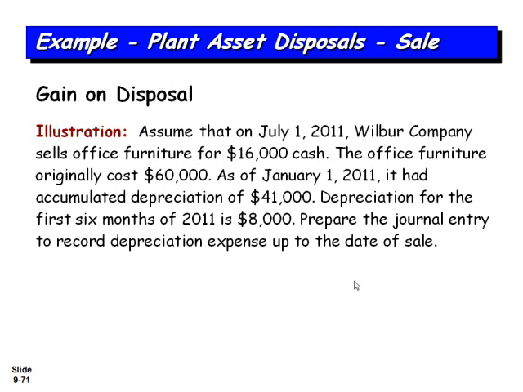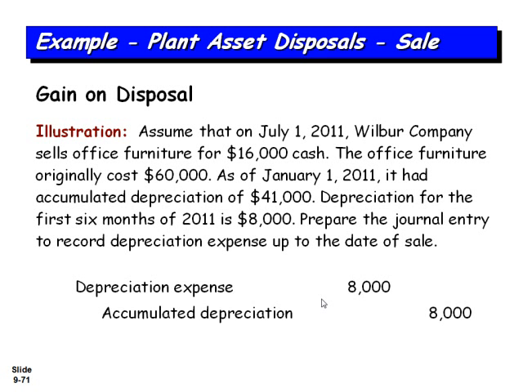Now, in this chapter, we only have shown examples where we record depreciation for a full year. If you dispose of an asset mid-year, you've got to prorate it. So they've done the proration for you. It's $8,000, so we'll just book that depreciation.